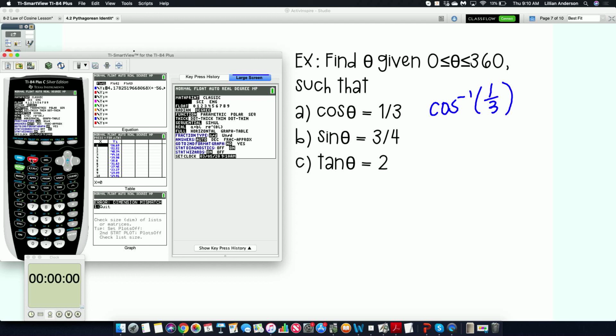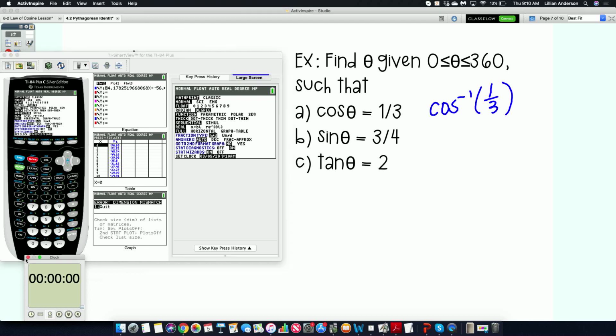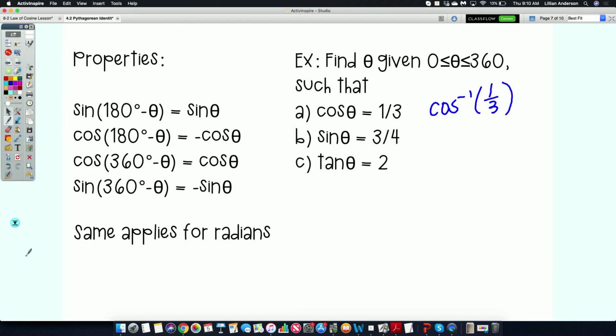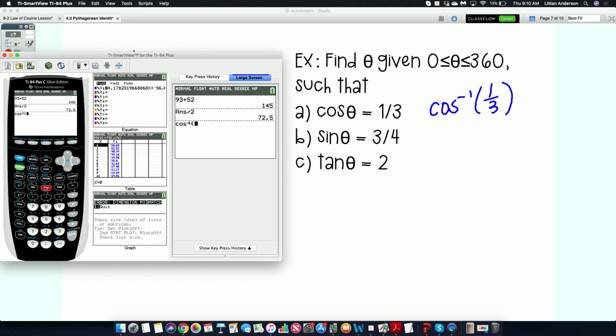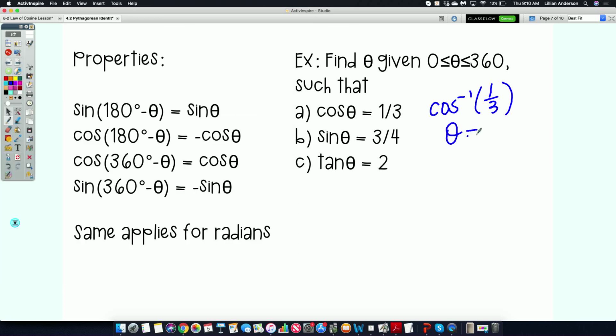So I'm going to check my mode real quick. I am in degree, so I'm good to go. Cosine inverse, 1 divided by 3. And so one of my angles, the angle that's in the first quadrant, is going to be 70.5 because we rounded to 3 significant figures.